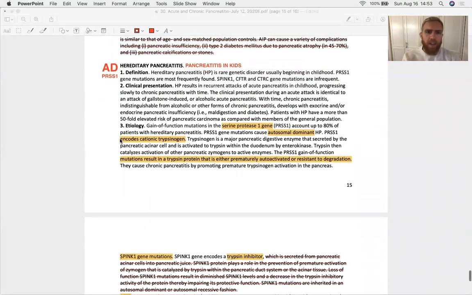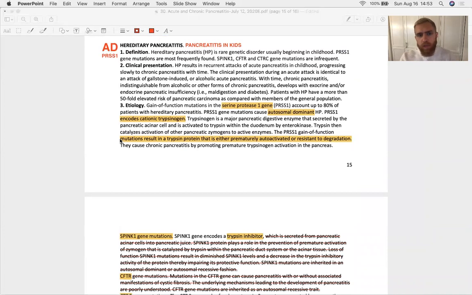So finally, hereditary pancreatitis. This one's easy. You see pancreatitis in a 10-year-old, 12-year-old, hereditary. And it's going to be due to this autosomal dominant inheritance of PRSS1, which encodes serine protease 1. And serine protease 1 gene encodes the protein trypsinogen. So that's what they want to ask you about. That's the majority of cases.